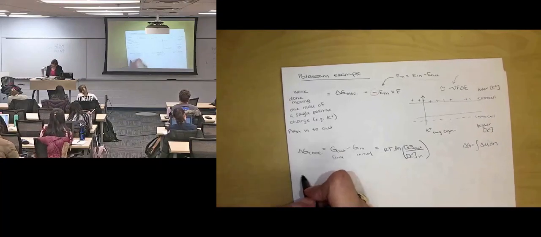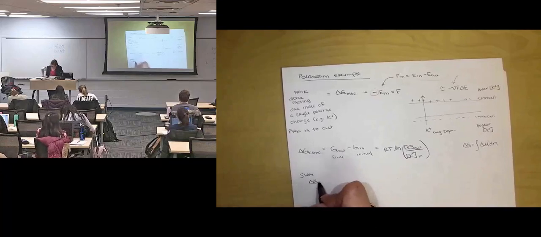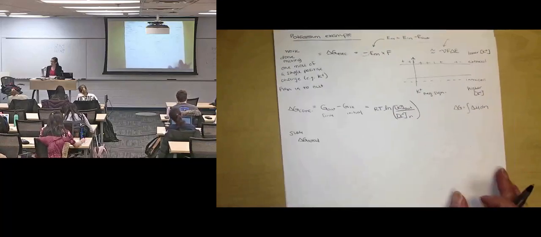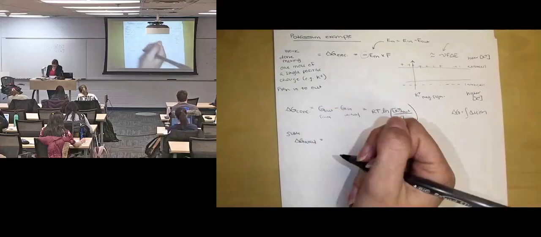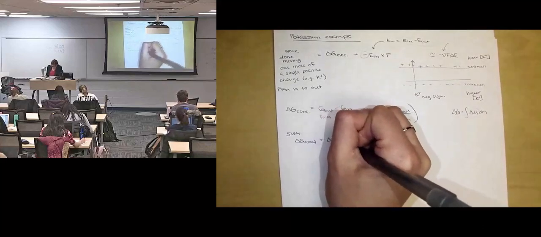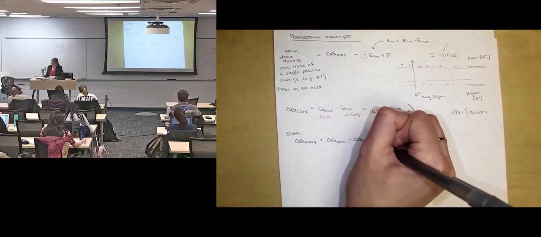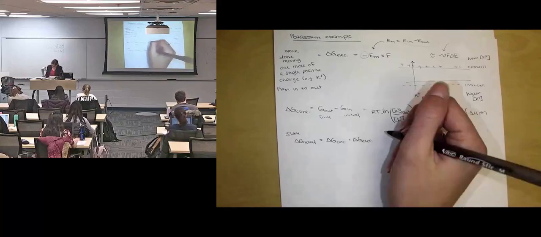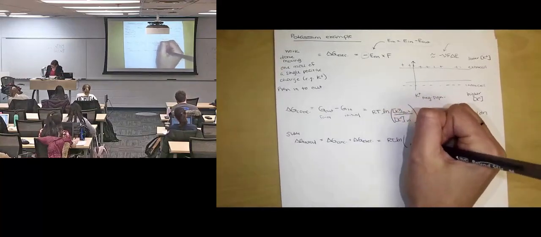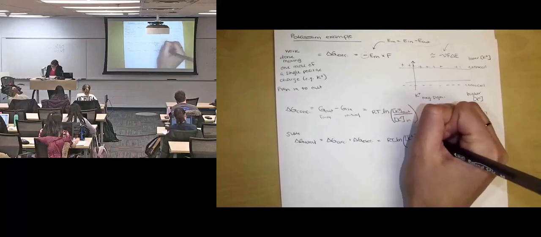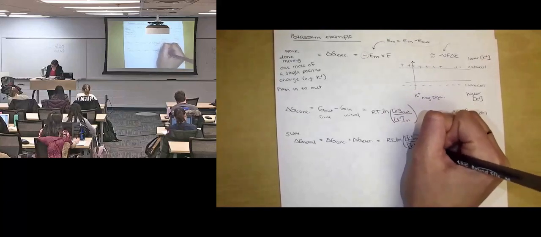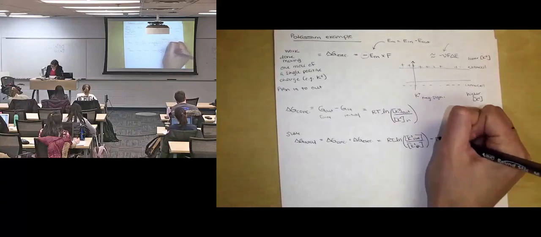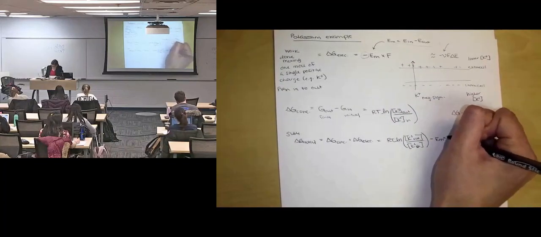If I want the total change in free energy when I move this 1 mole of potassium ions out, it's just the concentration part plus the electric part. Those are the only 2 parts we have for our electrochemical gradient: the concentration free energy change and the electrical potential energy change. So I can write this as RT, the natural log of the concentration of K plus on the outside over the concentration of K plus on the inside, minus the membrane potential times Faraday's constant.